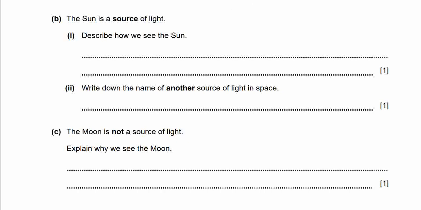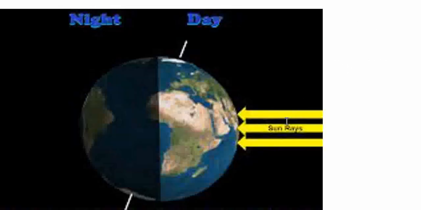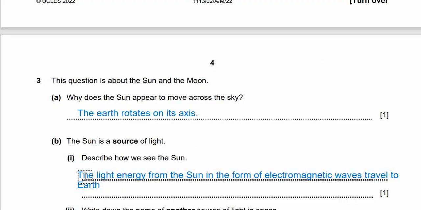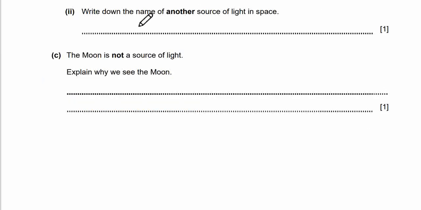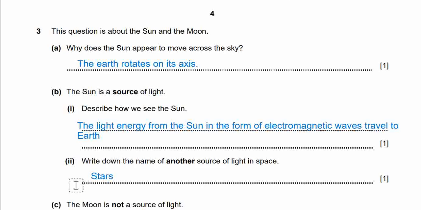Next, question B. The sun is a source of light. Describe how we see the sun. Part 2, write down the name of another source of light in space. Well, the sun rays reach the Earth as electromagnetic waves that can travel without any medium, through a vacuum. So we type our answer: the light energy from the sun in the form of electromagnetic waves travels to Earth. Next, another source of light in space. There are so many stars, so we just type stars.